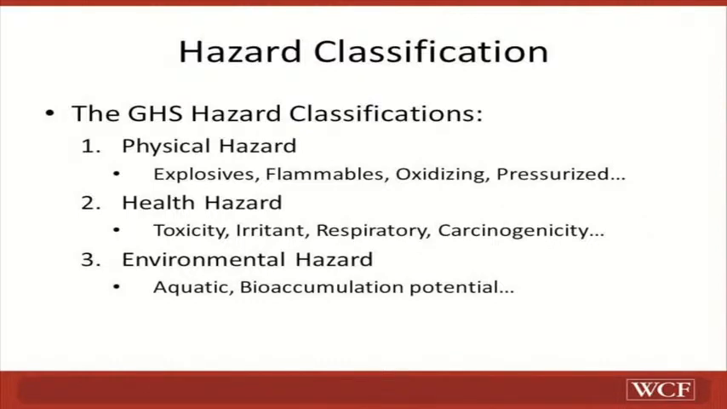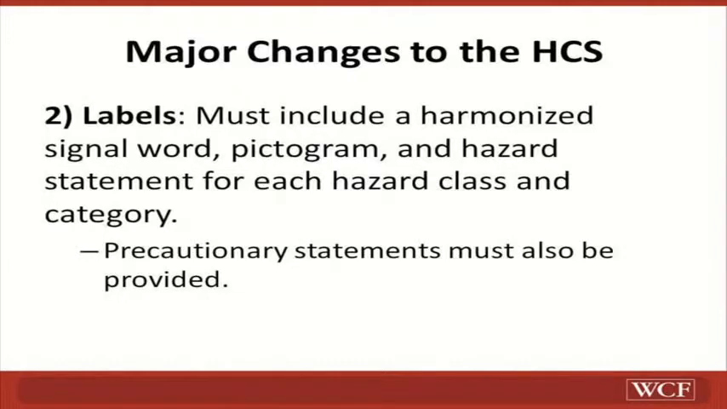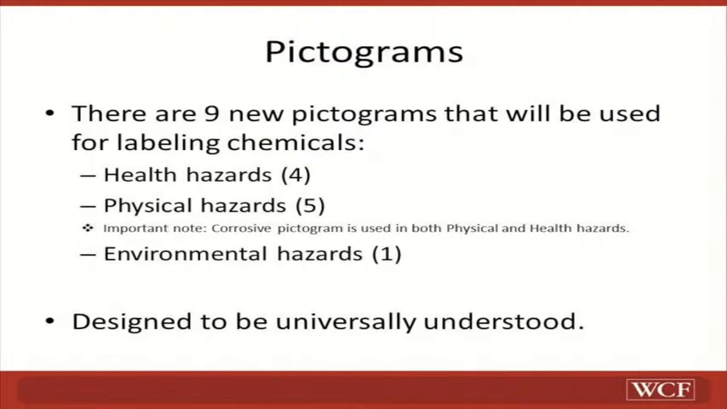So how are these going to be represented? Well, they're going to be represented through new labels. And the new labels are going to have a series of pictograms and hazard statements for each of the different hazard classes and categories. There will be 9 new pictograms that will be used for labeling chemicals.